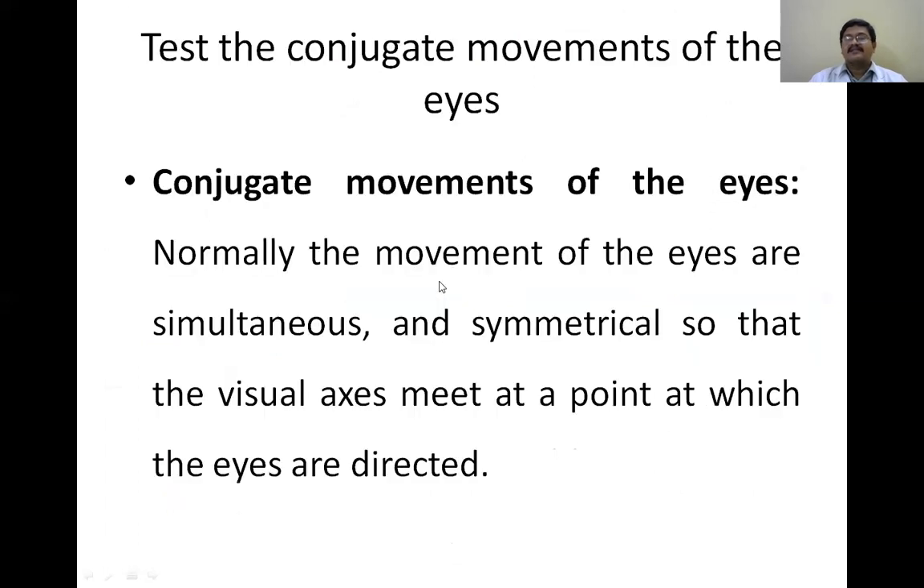These are called ductions. Ductions are the monocular movements. Versions are the binocular movements, where you have the conjugate and the disconjugate. In the conjugate you have the versions, and in the disconjugate you have the divergence and the convergence. Then how will you test the conjugate movements? Normally the movements are simultaneous and symmetric, so that the visual axes meet at the point at which the eyes are directed. We will do these movements in an H-shaped pattern.